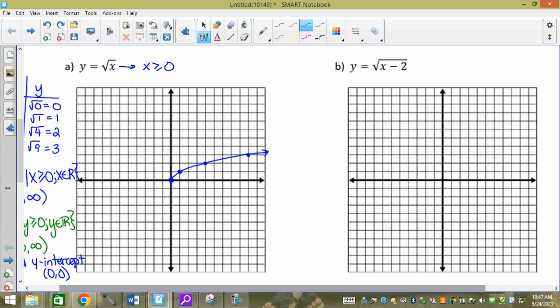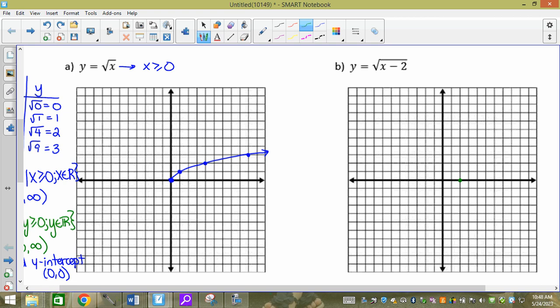I don't need to actually do the table. Could I do the table? Sure, I don't need to. So 0, 0 moves to 2, 0. 1, 1 moves to 3, 1. 4, 2 moves to 5, 2. And then 9, 3 moves to 10, 3. 6, 2. Is that 6? 1, 2, 3, 4, 5, 6. Why am I not moving them 2? That's the question. I started moving them 2 and then started moving them 1. It's a real thing. All right.